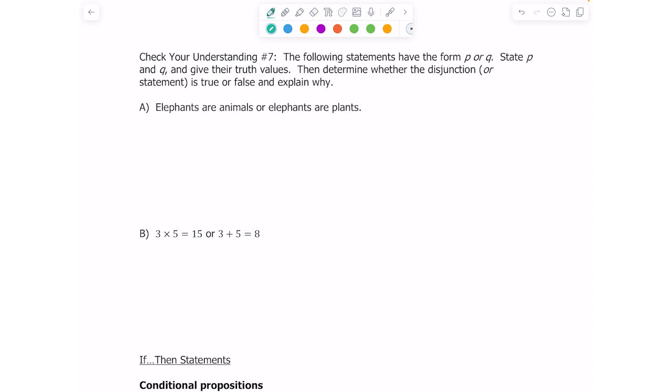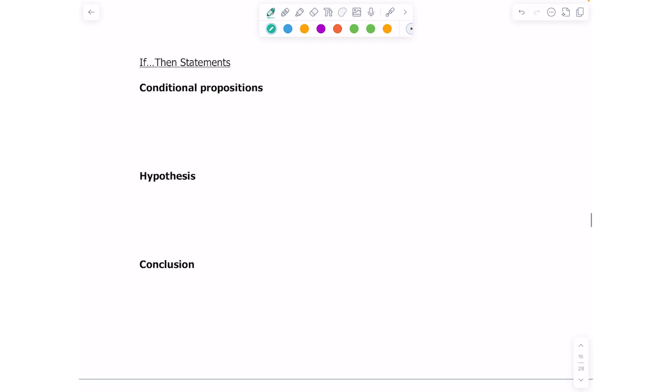The last connector we're going to look at here is an if-then statement. We call these conditional propositions. They're also known as implications. I'm sure you've heard of the word imply, like A implies B. If this happens, then we can assume this will happen. An if-then statement proposes something to be true, the then part, on the condition that something else is true, the if part.